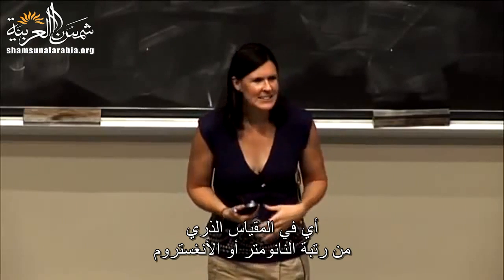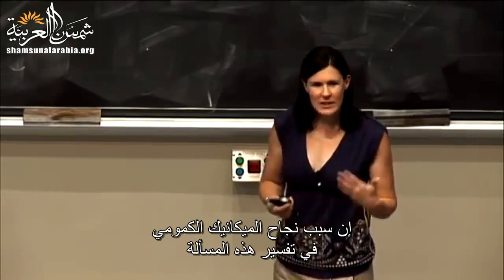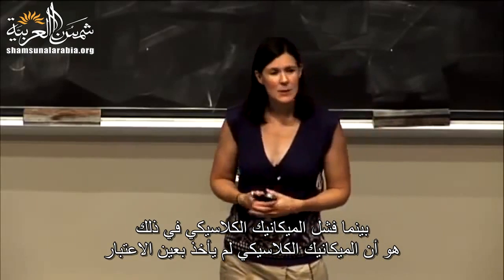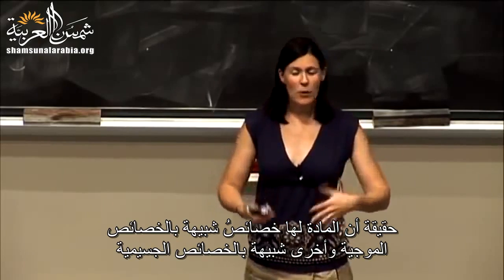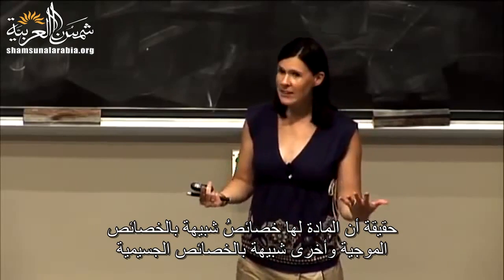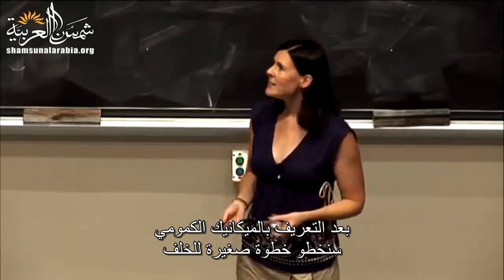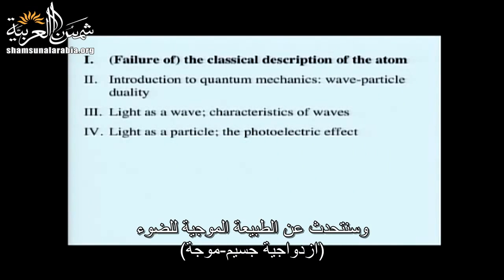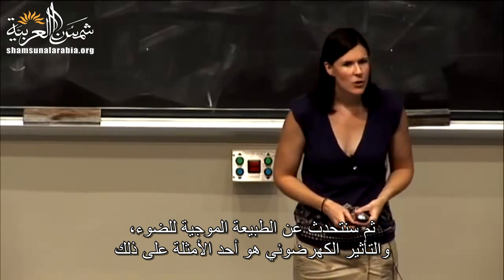So on the atomic size scale, in the order of nanometers or angstroms, very small particles. And the reason that quantum mechanics is going to work where classical mechanics fails is that classical mechanics did not take into account the fact that matter has both wave-like and particle-like properties, and light has both wave-like and particle-like properties. So we'll take a little bit of a step back after we introduce quantum mechanics and talk about light as a wave and the characteristic of waves, and then light as a particle. And one example of this is in the photoelectric effect.